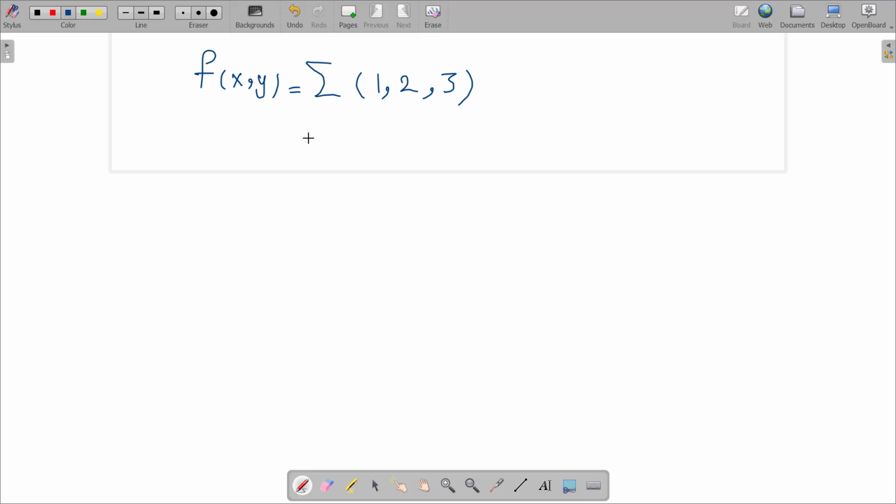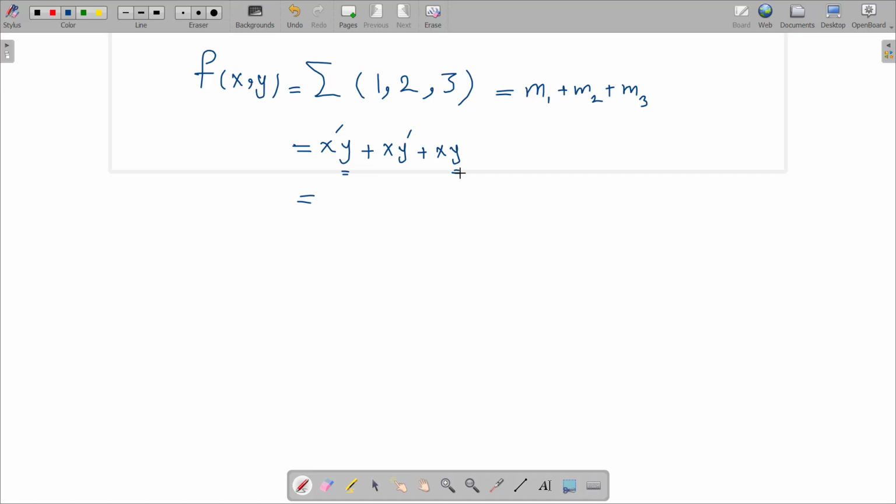Now, if I want to simplify this function using the methods that we have learned up to now, what should I write? I know that this is equal to m1 or m2 or m3. On the other hand, I know that m1 is x prime y, m2 is x y prime, and m3 is xy. So I can rewrite this equation in this form.